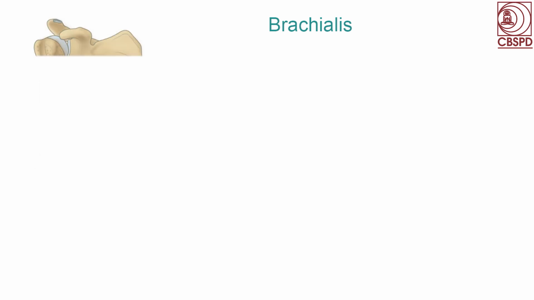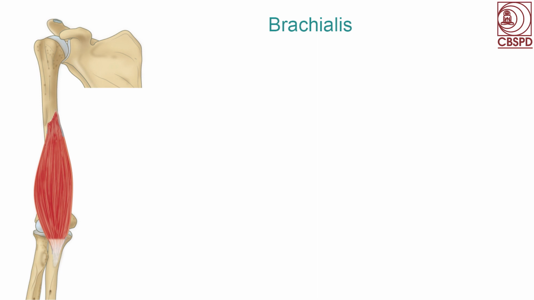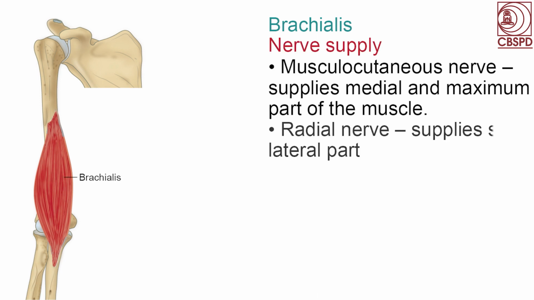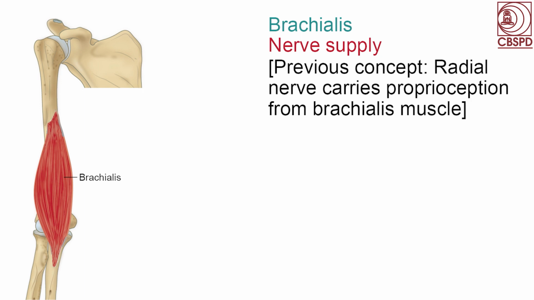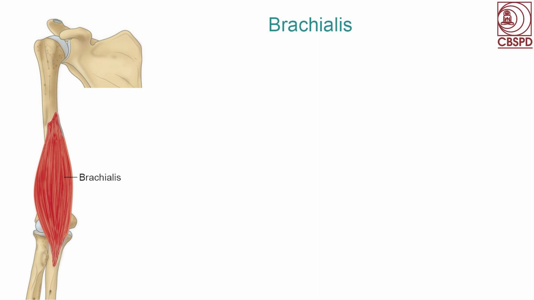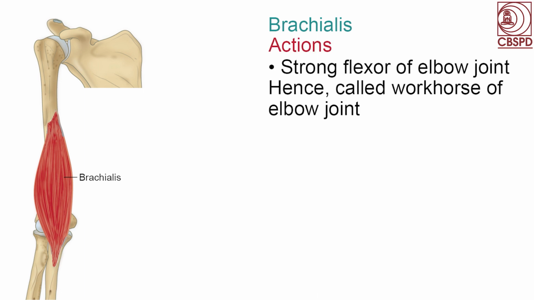What is its nerve supply? The musculocutaneous nerve supplies medial and maximum part of the muscle. There is one interesting fact that the radial nerve supplies small lateral part. Earlier, it used to be considered as radial nerve carries proprioception from brachialis muscle. Why brachialis is called workhorse of the elbow joint? Because brachialis is a strong flexor of the elbow joint.